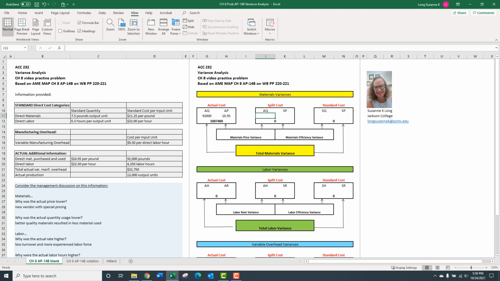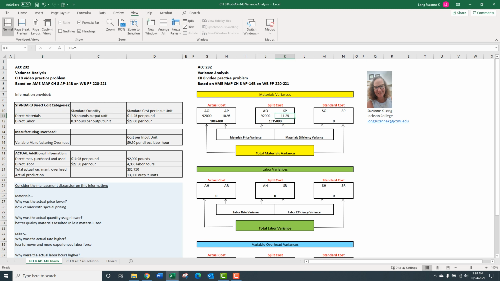The next one is, and I hit enter and there was already a formula in there, so it just did it for me. Actual quantity, 92,000, we already figured that out, so same here. And then we get into the standards. So let's go look at the standards. That was this top box for direct materials. And we've got, let's put the price in because that's clear, $11.25.